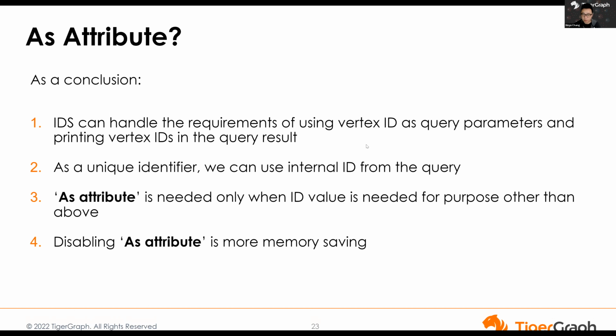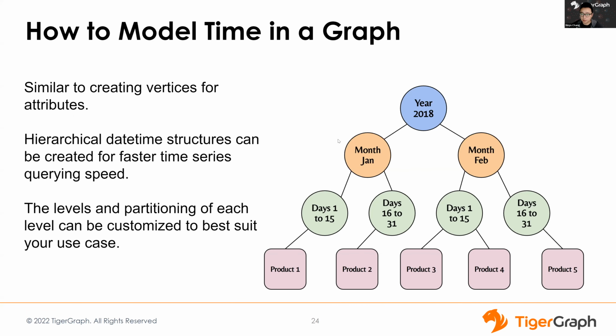Okay. Now, how do we model time in the graph, right? Because sometimes, for example, we want to find all the products produced within the same period of time, right? In that case, we don't want to do a full vertex type scan, so we can also define time as vertices, also serving as indexes. But we can also build a secondary index for this purpose as well, right?